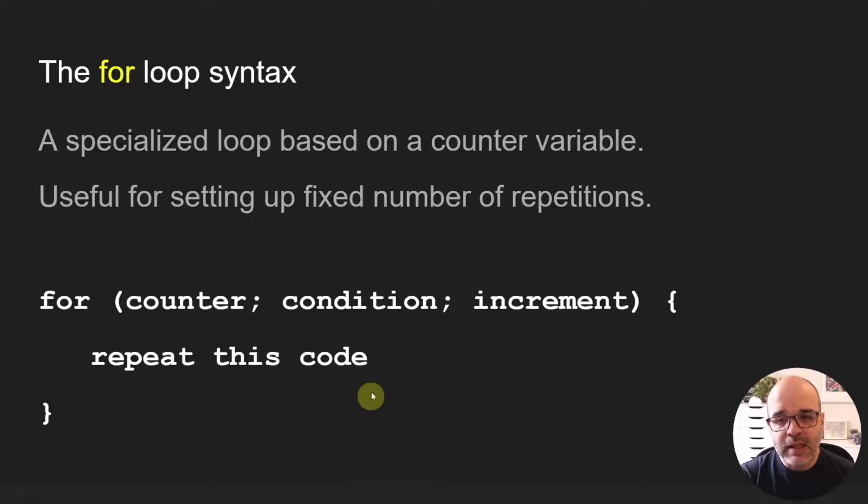So the for loop syntax looks something like this. We're going to use the keyword for, and then we're going to have these parentheses, and inside of it, we're going to have three sections separated by semicolons: a counter, a condition, and an increment. Then, same idea, we use curly brackets to define a body, a section of code that we want to repeat. The for loop is probably the weirdest bit of syntax we've run into so far, so let's unpack it in an example.